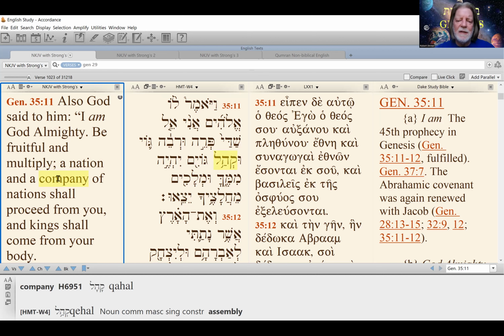Kahal actually means like an assembly. This is the word for a congregation. We usually think of Christian congregations, which would be like a church building where people meet. The people who meet in that building are called a congregation.